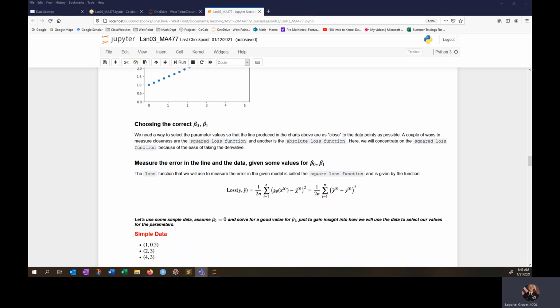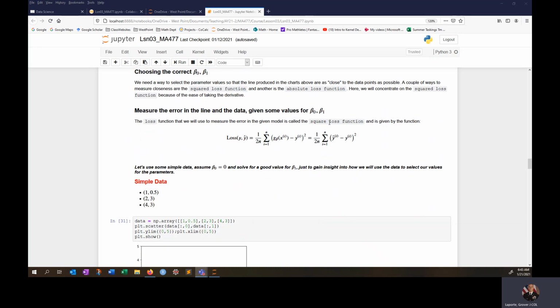So why do I square it? Because I don't want the negatives to cancel out with the positives, right? So it could be the absolute value. You'll see up here we talk about absolute value. You could do that as well, but it just doesn't lend itself to calculus. So we're going to use calculus to find the derivative here in a second. Okay, so that is going to be my cost function.